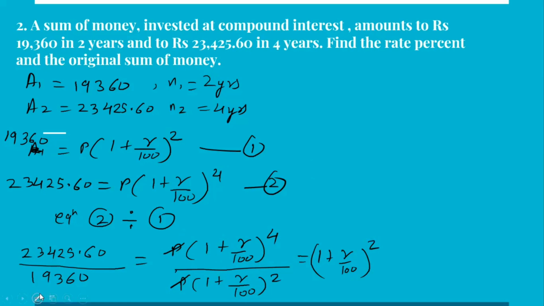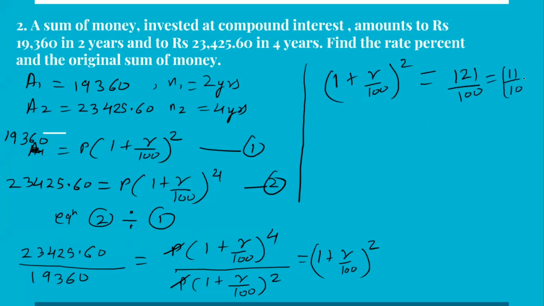Now further, when we have to simplify, on simplifying this part, 23,425 and 60 paise, go on simplifying this. When we divide it, we are getting this as (1 + R/100)^2. Go on dividing by 2, go on simplifying till you are not able to simplify further. You get this as 121 upon 100, which is the square of 11. So it is (11/10) the whole square.